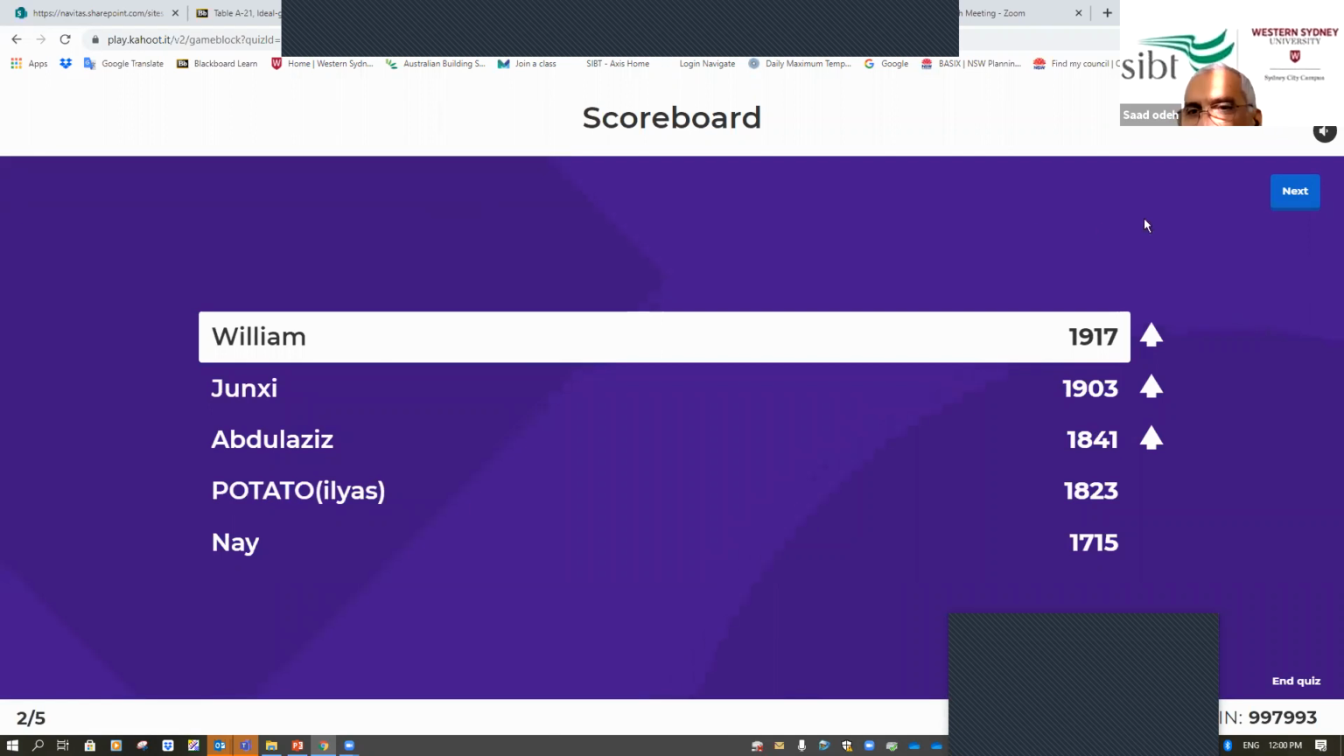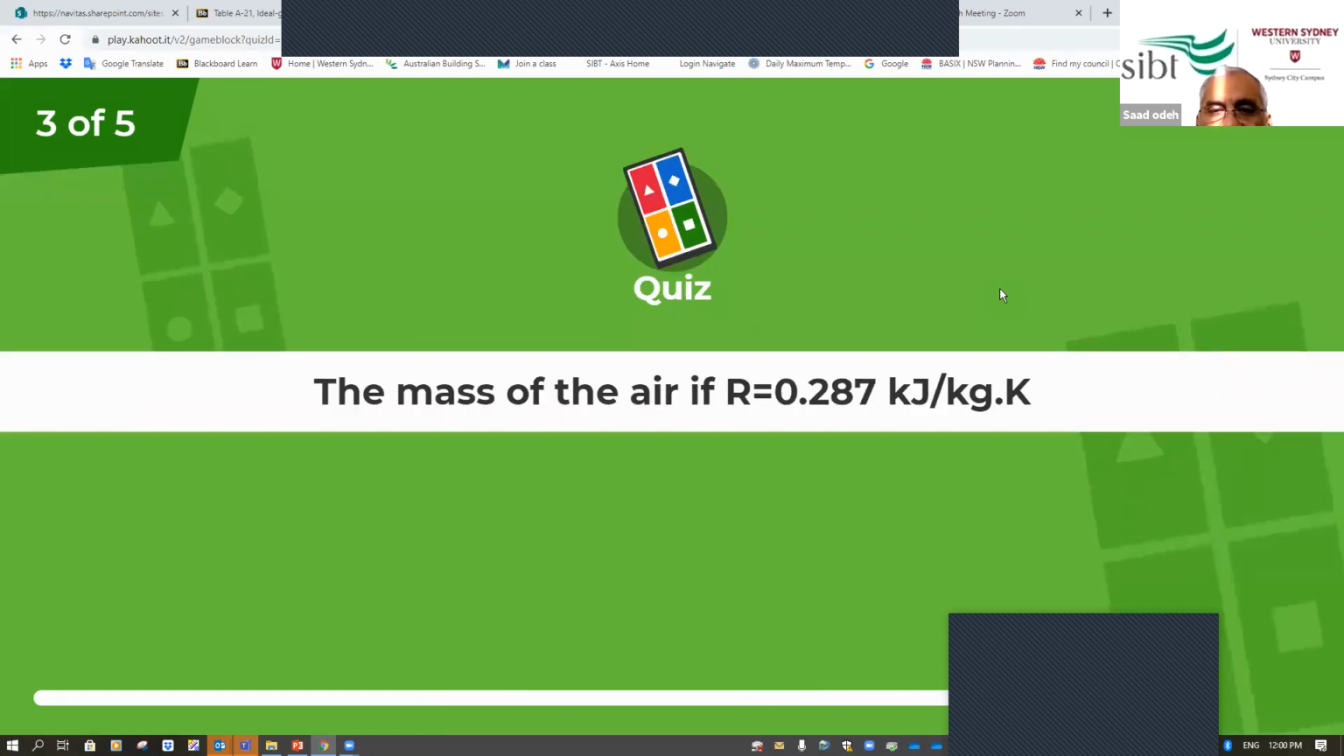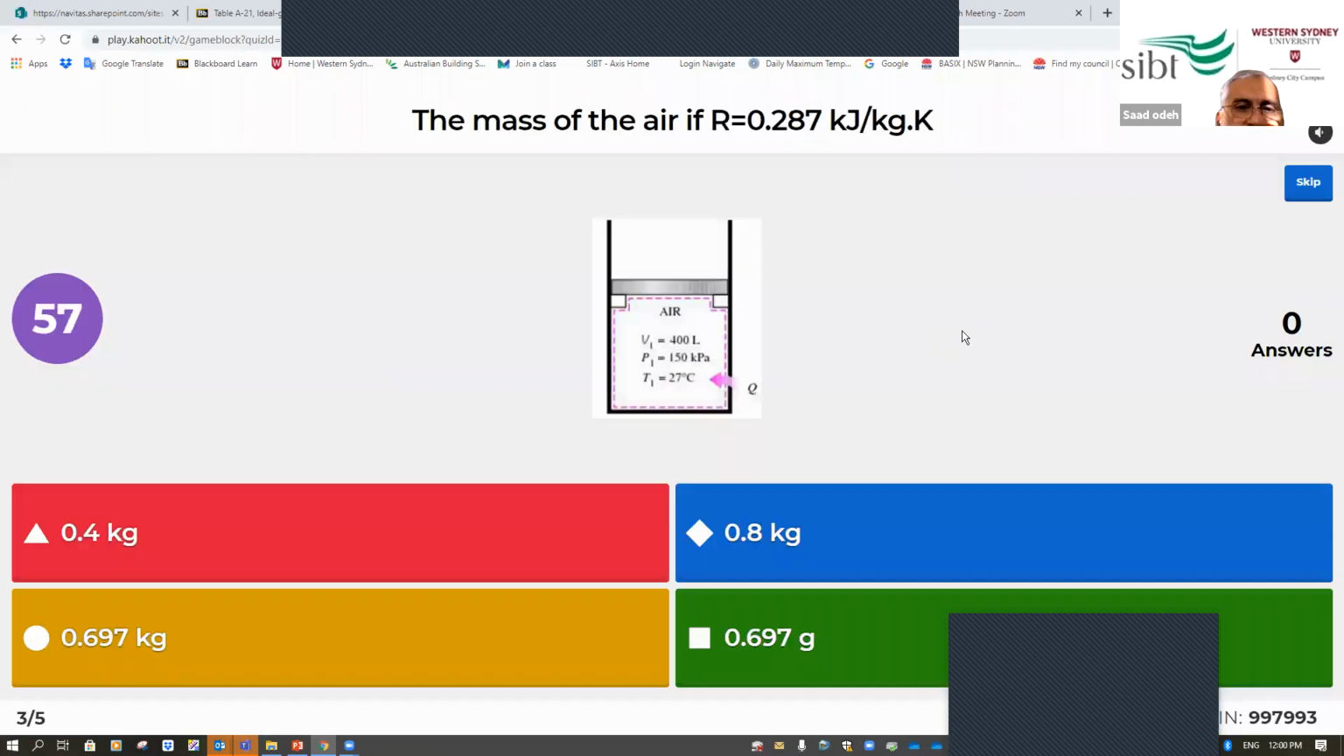Okay, we have William at the top. Third question: the mass of the air if R is 0.28. So now we know R, we need to find the mass of the air. It's simply PV equals MRT. Substitute the R value in this equation and find the mass, because all other values are given.